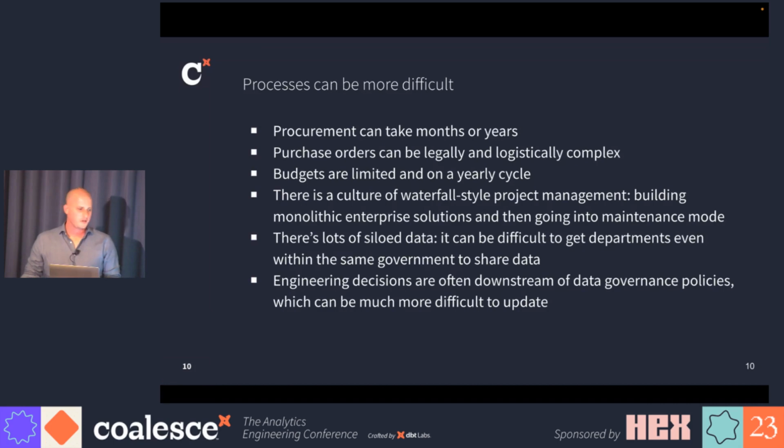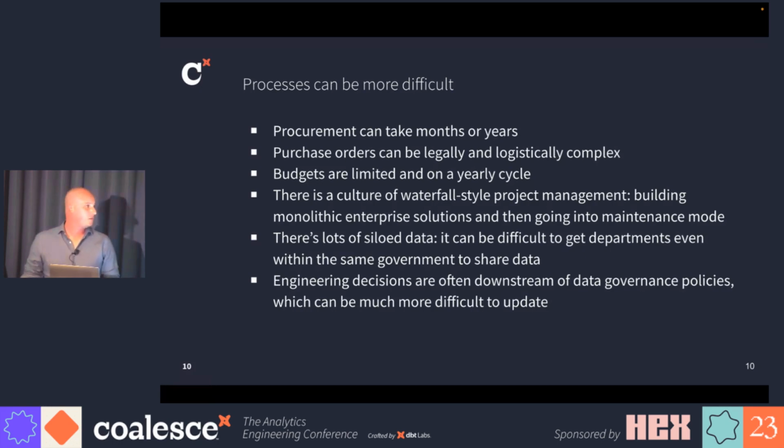So one consequence of this is that there's frequently a lot of work done up front for big IT or tech projects that lead to a waterfall style project management, where you build this big monolithic enterprise code base and then it goes immediately into maintenance mode. In our keynote this morning, there was some discussion of waterfall style project management as part of the history of software engineering. It's kind of alive and well in the public sector. And it's part of the culture in a lot of places.